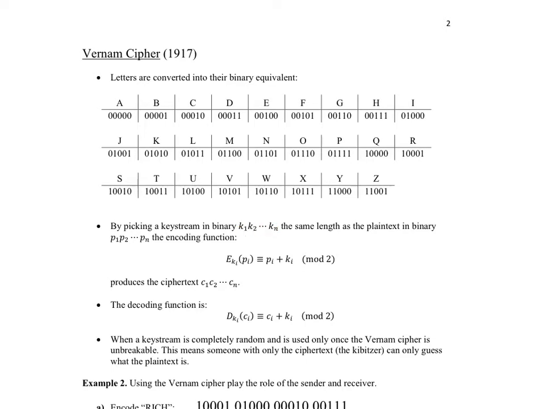And without the key stream, all you can do as the kibitzer is just randomly guess at all of the possible words of whatever length you have. So the kibitzer can't really do anything, just guess based upon the length of the ciphertext to try to figure out what the plain text is. So this makes the Vernam cipher completely secure if it's set up correctly.